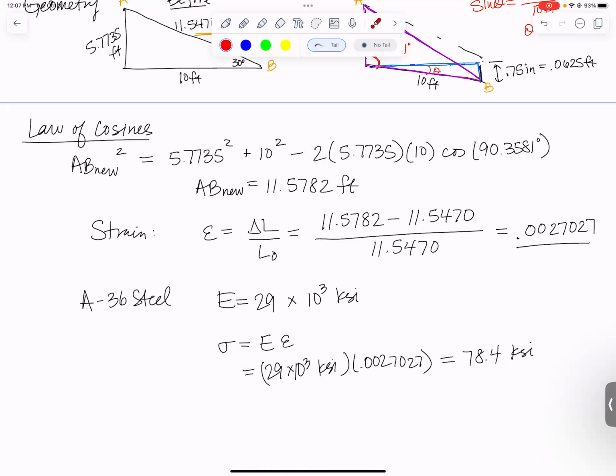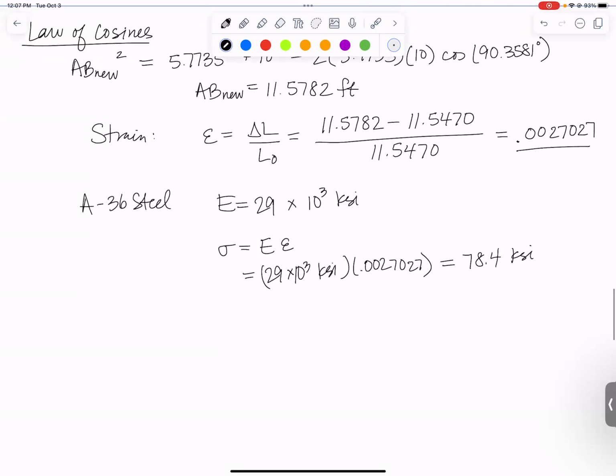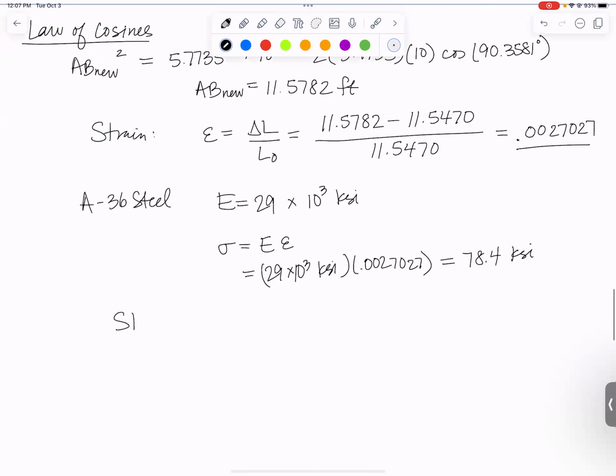We are getting really close. I know stress. Once I know stress, I can use the definition of stress to figure out how much force we need in that wire. So stress, the definition is stress is equal to force over original area. And I want to know force, so let's rearrange this. Force is going to be stress times area. So this is 78.4 kips per square inch.